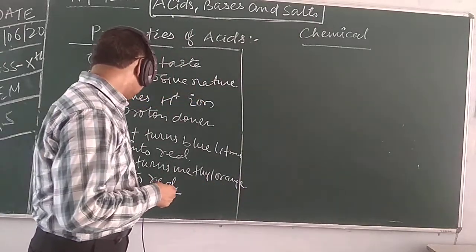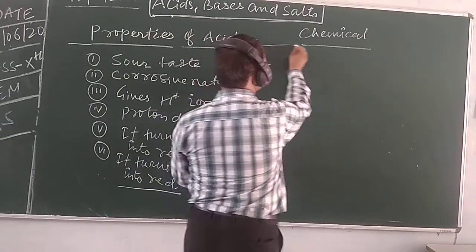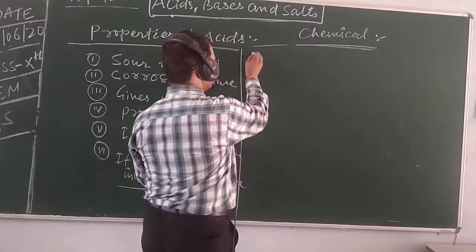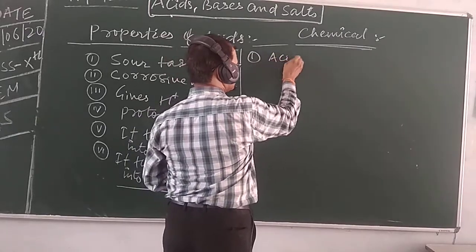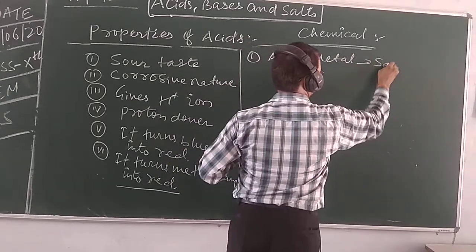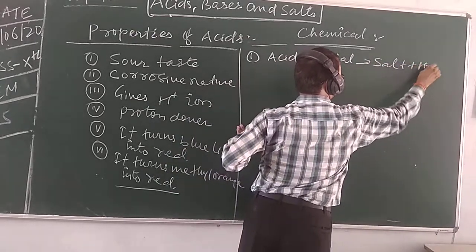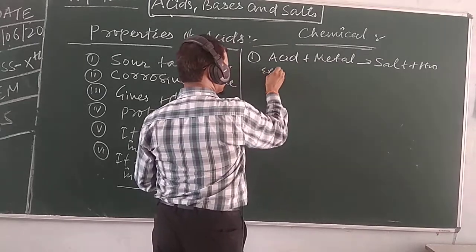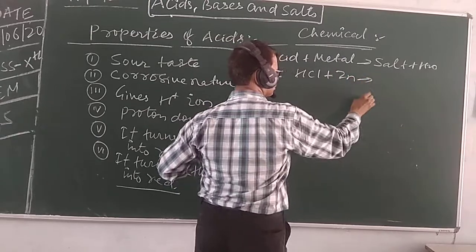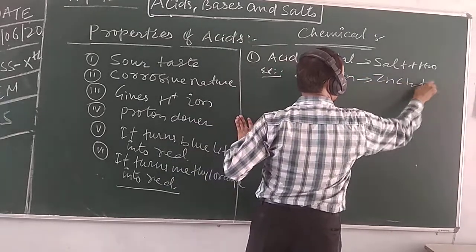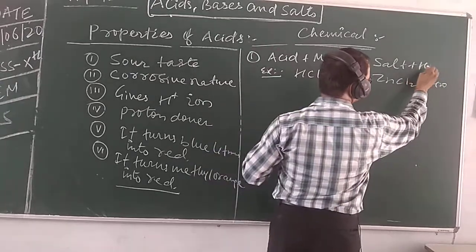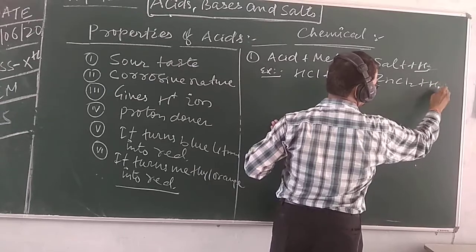Okay. Now some other chemical properties based on reactions. First, acid reacts with metals to give salt plus water. One example: HCl plus zinc gives zinc chloride plus water. Sorry, when acid reacts with metals, hydrogen gas forms. Okay, hydrogen gas, not water.